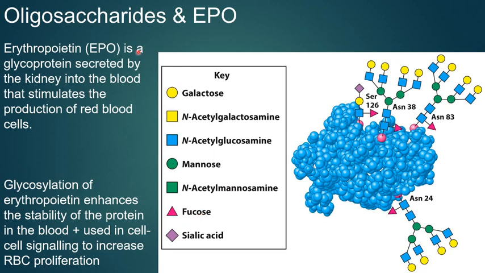Now, looking at some examples here of these oligosaccharides and these glycoproteins, one that I'm sure you've all definitely learned about already is erythropoietin. Okay, so erythropoietin, EPO, is a growth factor that stimulates the production of erythrocytes, of red blood cells. So what our erythropoietin is, is a glycoprotein that is being released and will bind to and stimulate the production of red blood cells.